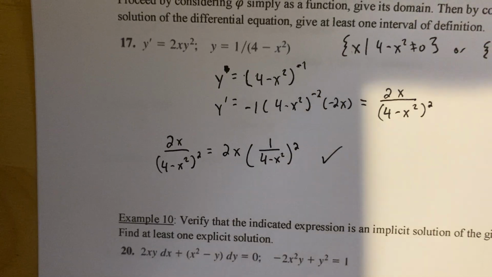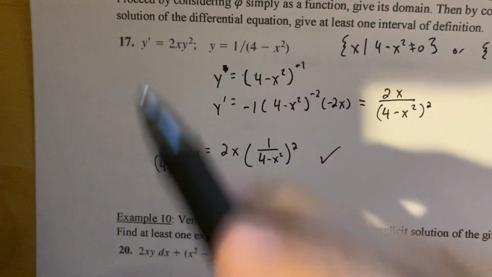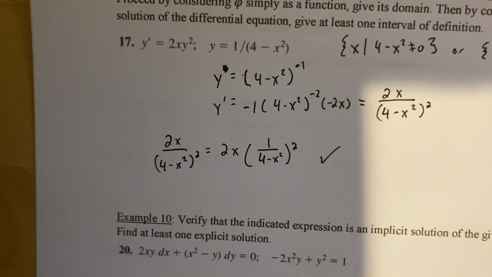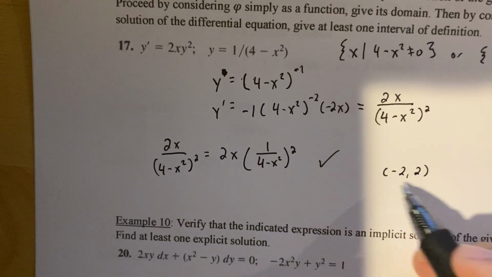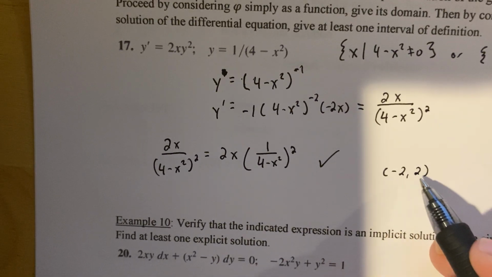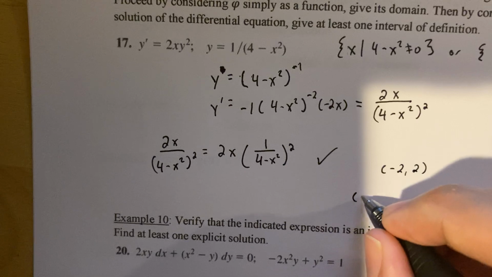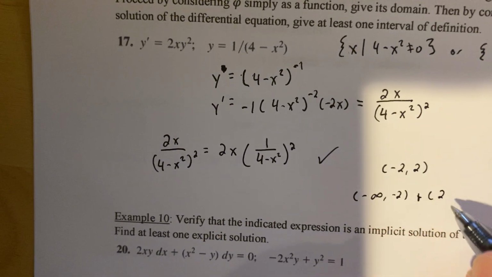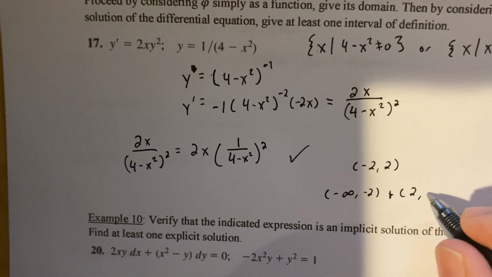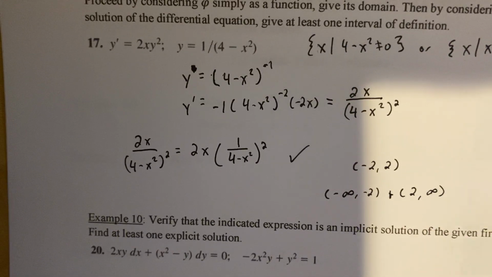And so it says we want to give at least one interval of definition. And so we know that this is now a solution to our differential equation. An interval of solution, you could say, is going to be -2 to +2. Again, open parentheses because we're not allowed to equal -2 and +2. You could have also said -infinity to -2, or you could have said 2 to infinity. Again, you had 3 possible intervals of definition.